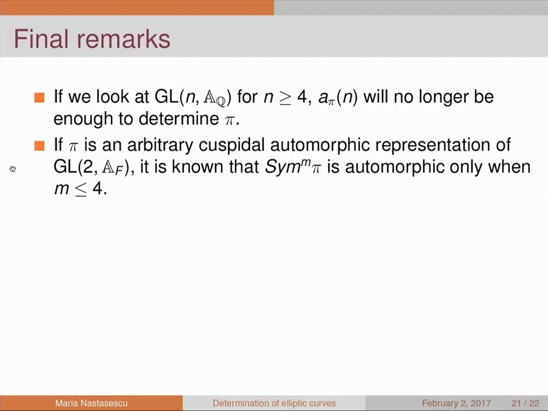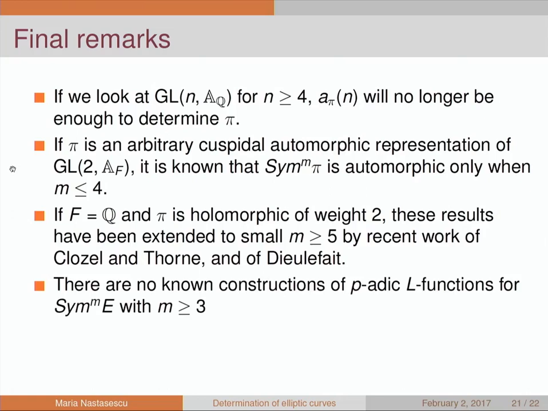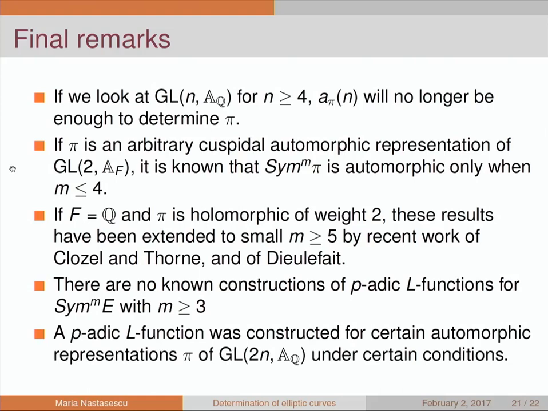So other difficulties that arise is if you look at an arbitrary cuspidal automorphic representation and consider the mth power of pi, this is not necessarily automorphic. There's also no construction of p-adic L functions for the mth symmetric power of an elliptic curve, even though there is some work of p-adic L functions that can be constructed for representations for GLN. And there's no construction of p-adic L functions for mth power symmetric of the elliptic curve.